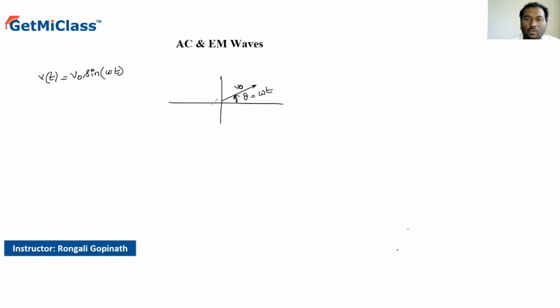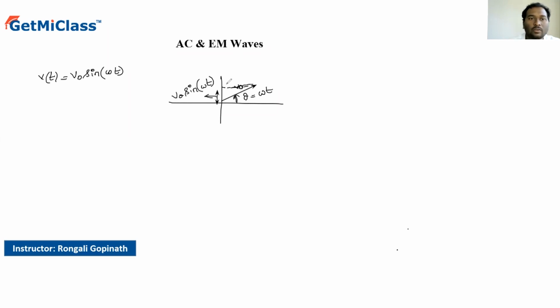Then V naught sine of omega t is nothing but this length, where you drop a perpendicular from the tip onto the y-axis. This represents V naught sine of omega t.